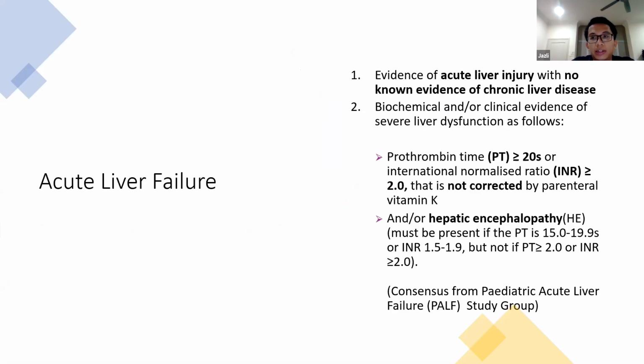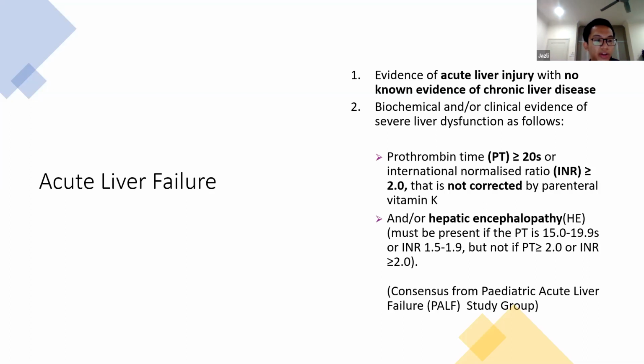In children, acute liver failure is defined as evidence of acute liver injury with no known evidence of chronic liver disease. Apart from that, it needs to come with biochemical or clinical evidence of severe liver dysfunction, evidenced by prothrombin time more than 20 seconds, or INR of 2 or more, that is not corrected by parenteral vitamin K, a routine management we give to a newborn. And or evidence of hepatic encephalopathy, which must be present if the PT is 15 to 19.9. This is based on the pediatric protocol, so this is really important for us to know as a definition.